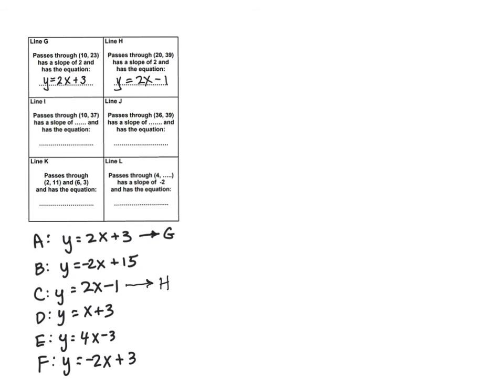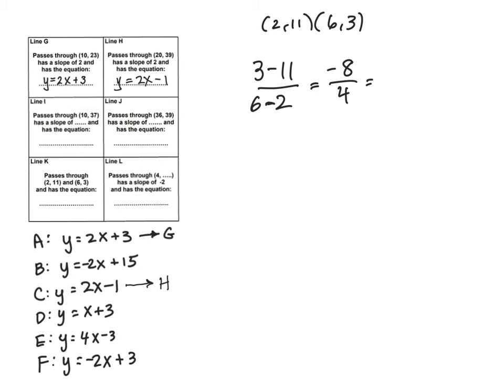For K, I can figure out my equation because they give me 2 points. They give me (2, 11) and (6, 3). So I can use my slope formula, y2 minus y1 over x2 minus x1. And that gives me negative 8. That's a subtraction sign. 6 minus 2 is 4. And to simplify this, we divide and we get negative 2.